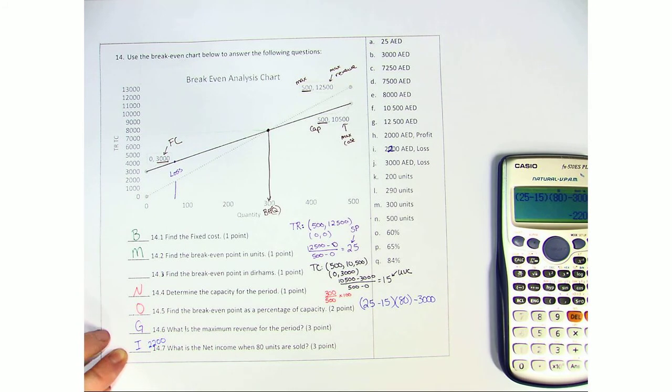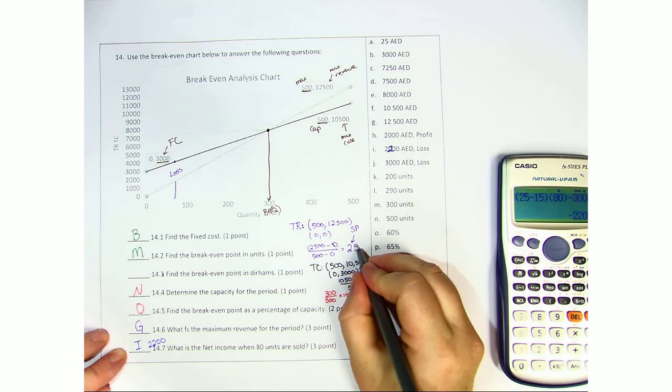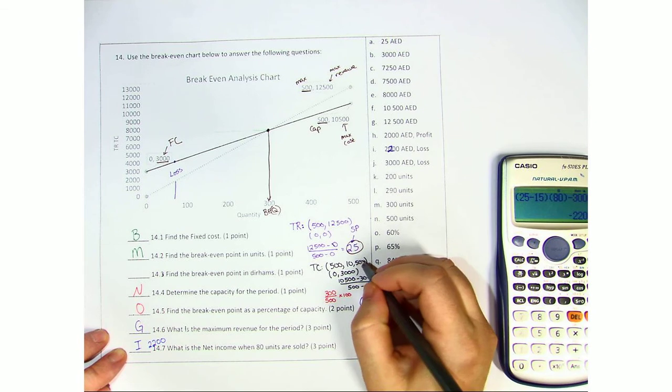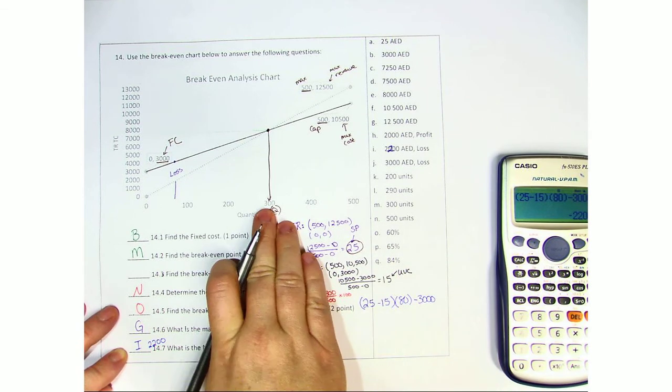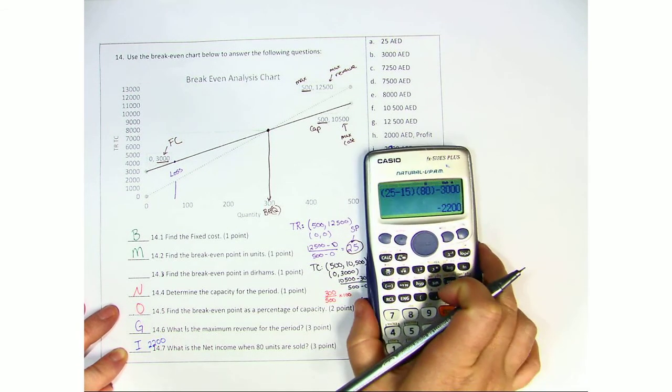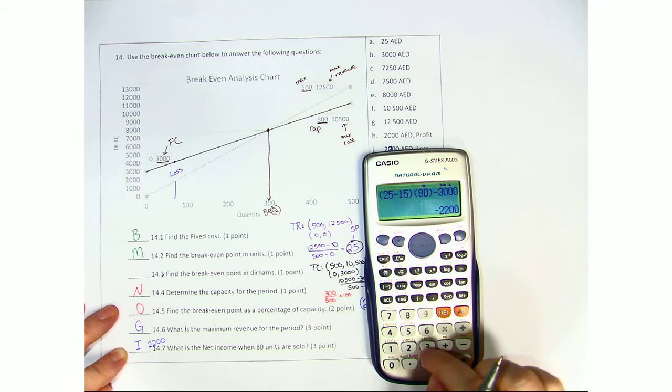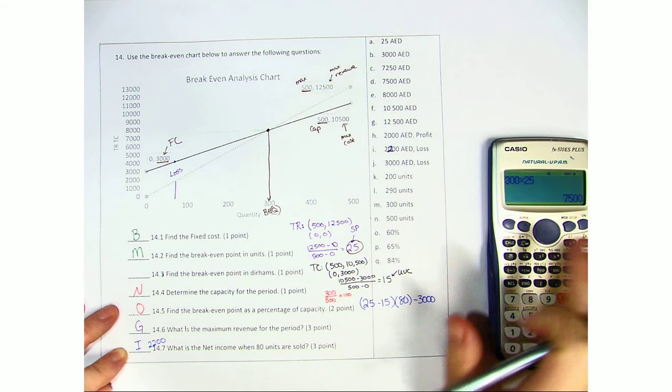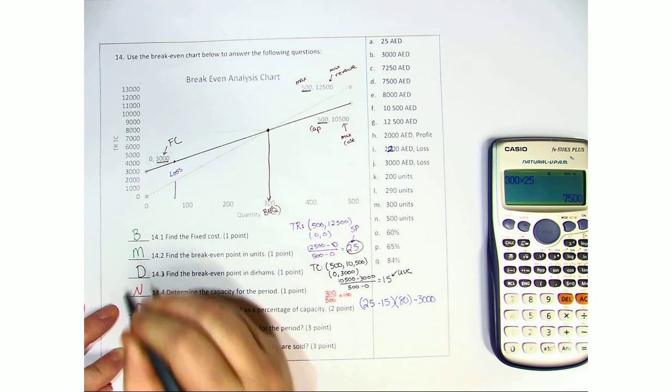And then it says find the break-even point in dirhams. Well, now that we know the selling price, it's going to be really easy. All you have to do is take the quantity and multiply it by the selling price. So 300 times 25 gives us 7,500, or D.